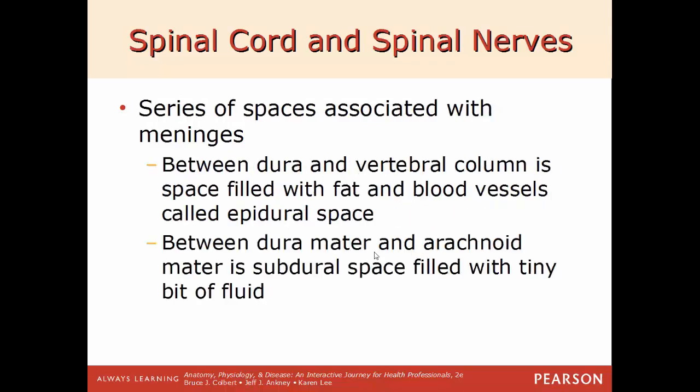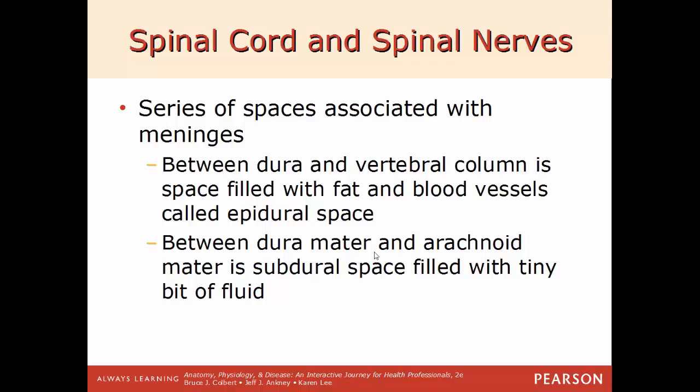There are a series of spaces that go along with the meninges. Between the dura and the vertebral column is a space filled with fat and blood vessels called the epidural space. So whenever a woman who is in labor receives an epidural injection to alleviate the pain, this is where that needle goes into, the space between the vertebrae itself and the dura mater, so epidural space.